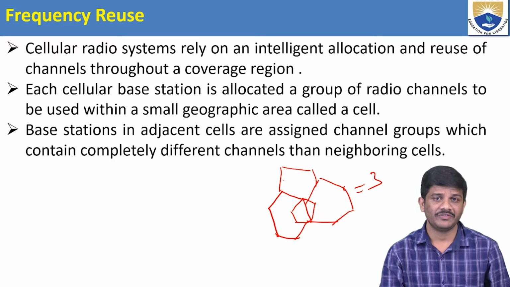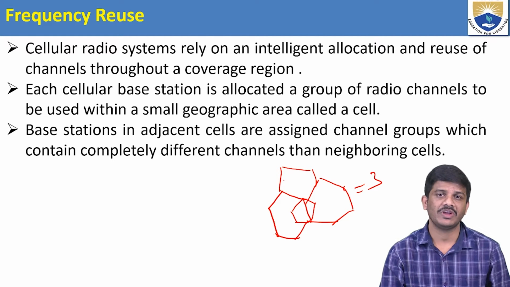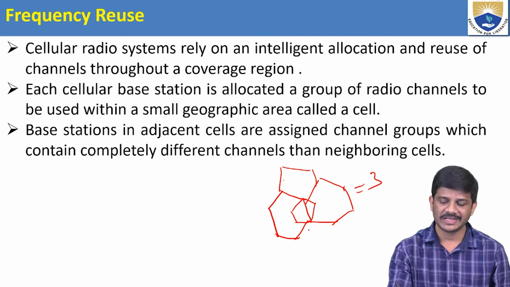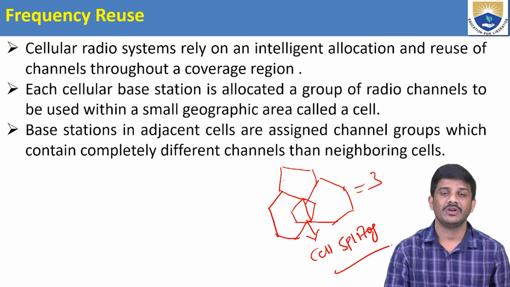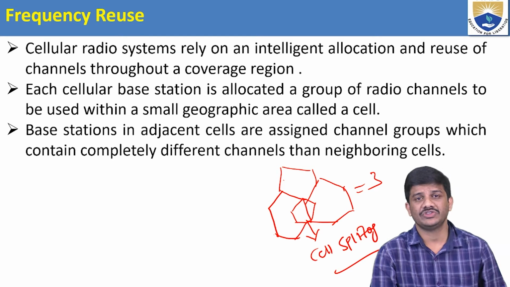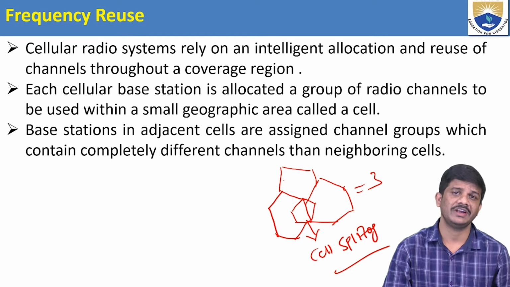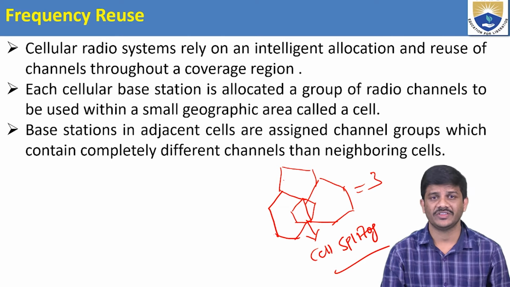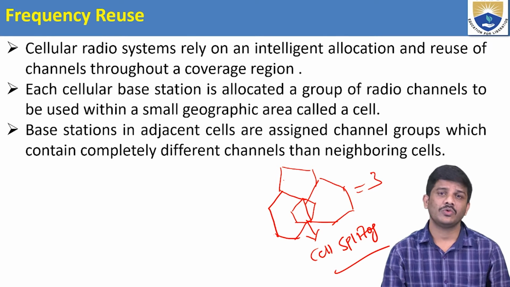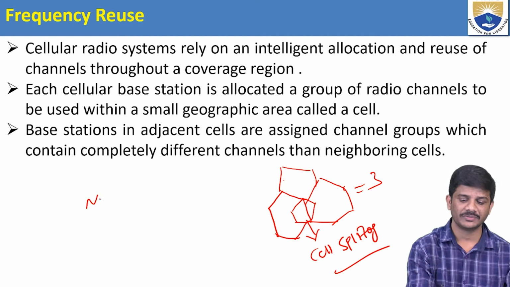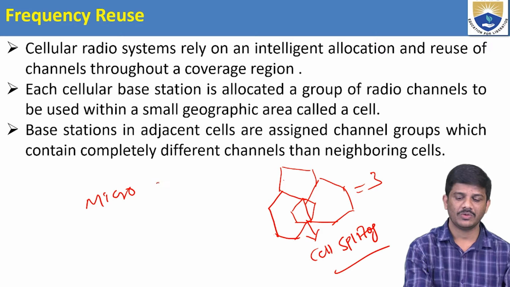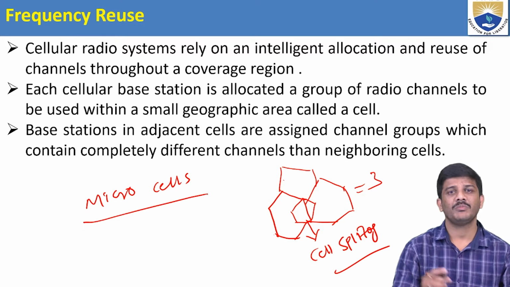For that we are dividing the cells. That is called cell splitting. Whenever we need the frequency reuse concept, we have to subdivide the cells in the particular hexagonal cell. That is called cell splitting. Those small cells are also called microcells.